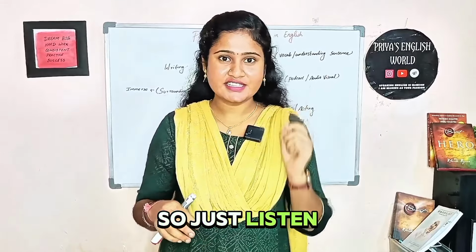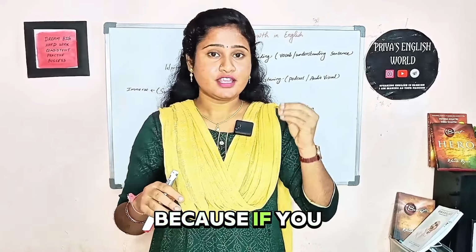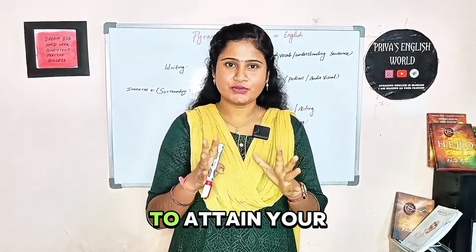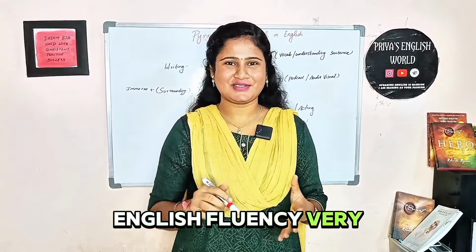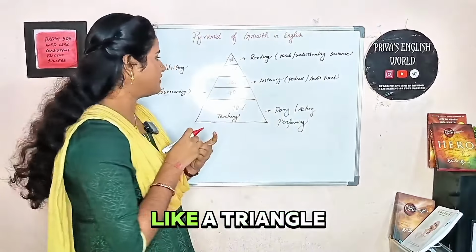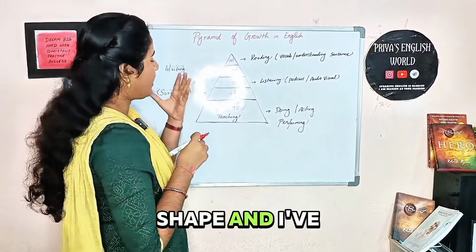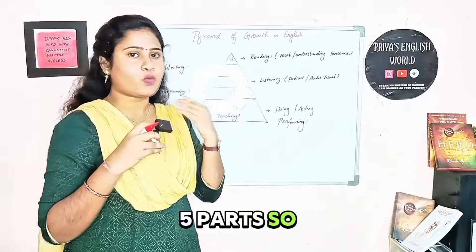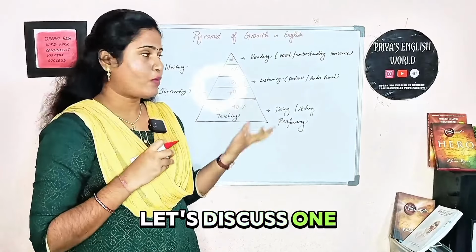So just listen to this video carefully, because if you understand this video clearly, you are going to attain your English fluency very soon. So let's move on to the first one. See, this is a pyramid. It's like a triangle shape, and I've divided it into 1, 2, 3, 4, 5 parts. So what are they? Let's discuss one by one.